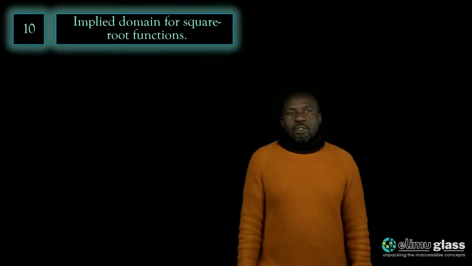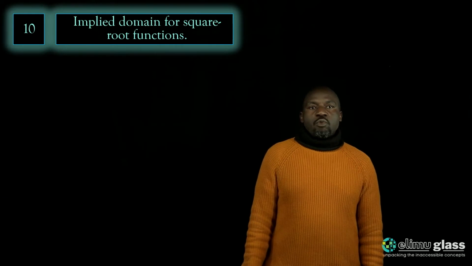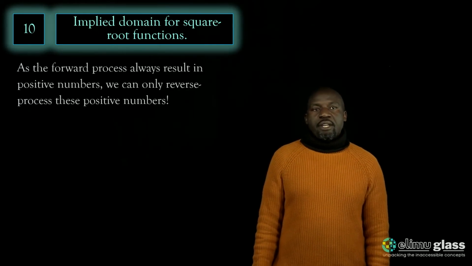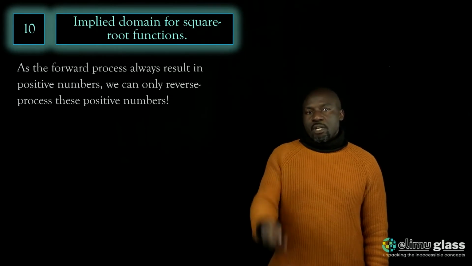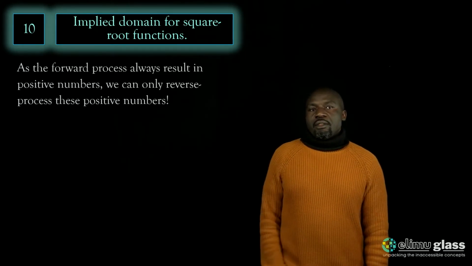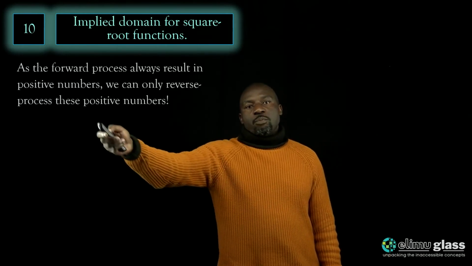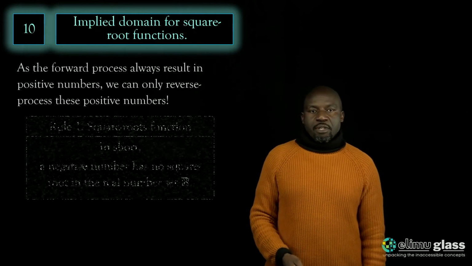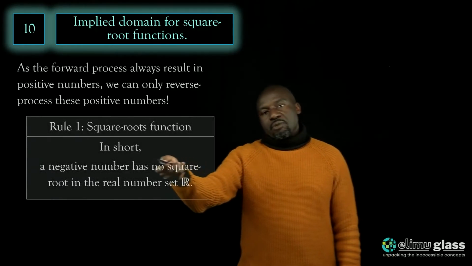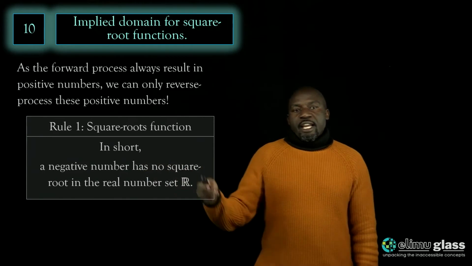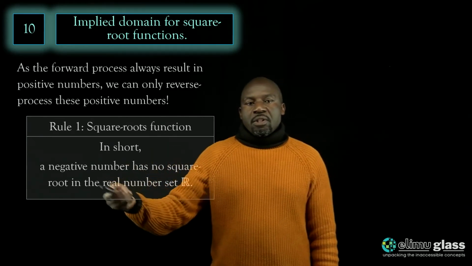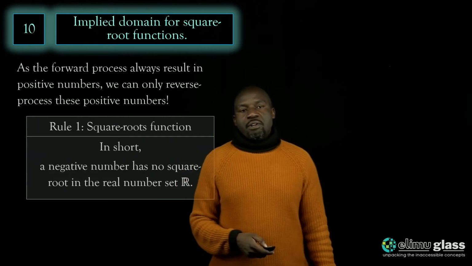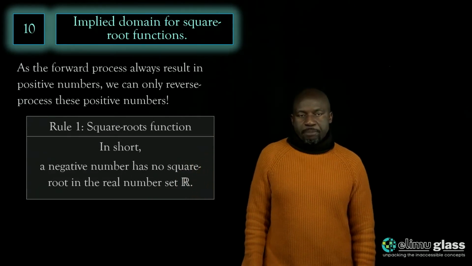Okay. So that leads us to the rule that we need for determining the implied domain of the square root function, okay? So I'm saying there that the fact that the forward process only gives us positive numbers means that the reverse process can only occur to those positive numbers and not negative numbers, which leads us to this rule here that a negative number has no square root in the real number set or in the real number line. You cannot find the square root of a negative number.